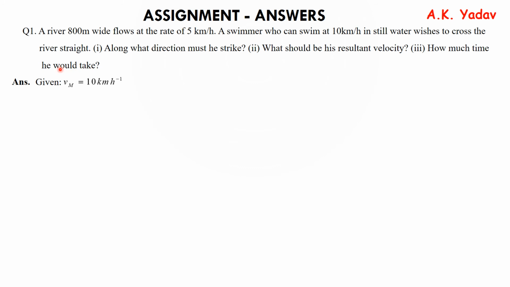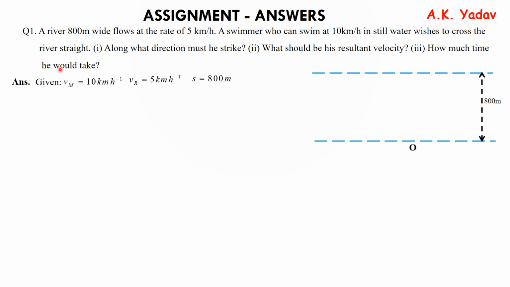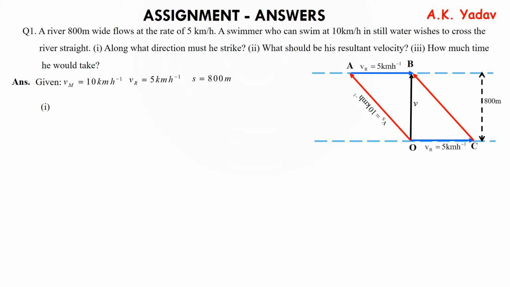What is given? Velocity of man in still water 10 km per hour, velocity of river 5 km per hour, and width 800 meter. So this is the representation of the things given in the question. Obviously the swimmer has to strike at an angle with respect to the flow of the river. As you can see, this is a parallelogram, so the resultant velocity is given by the diagonal.